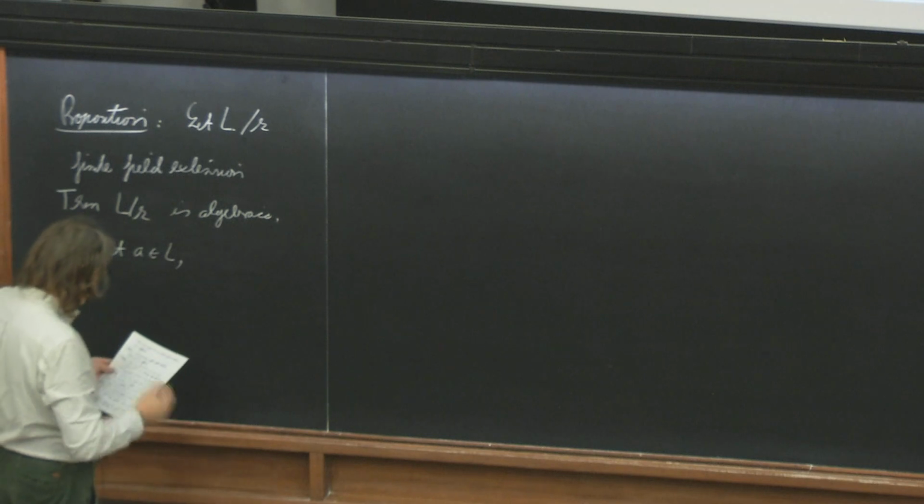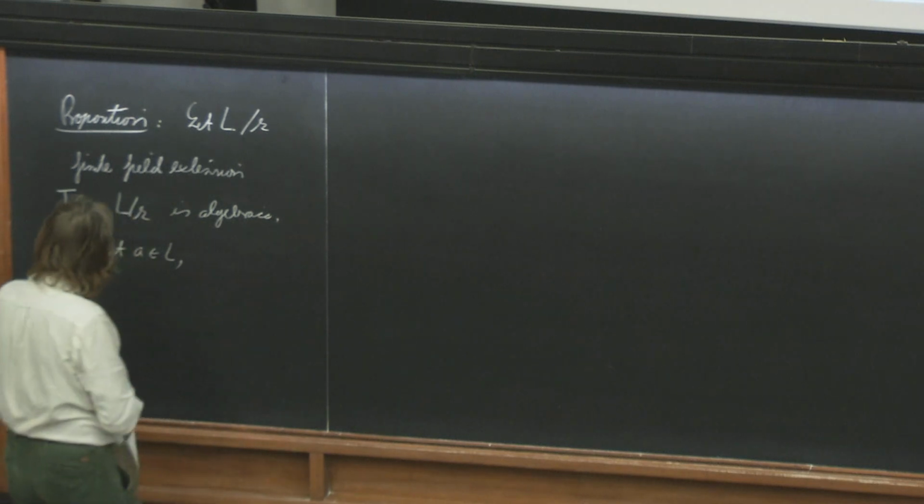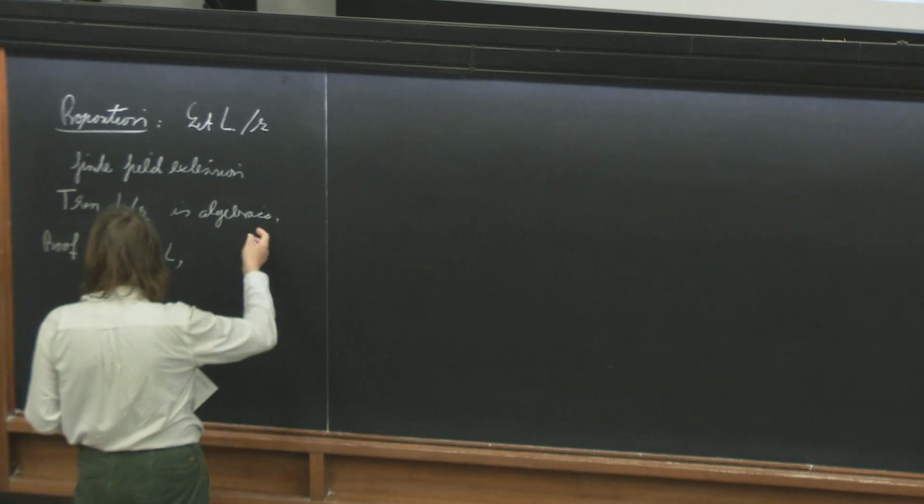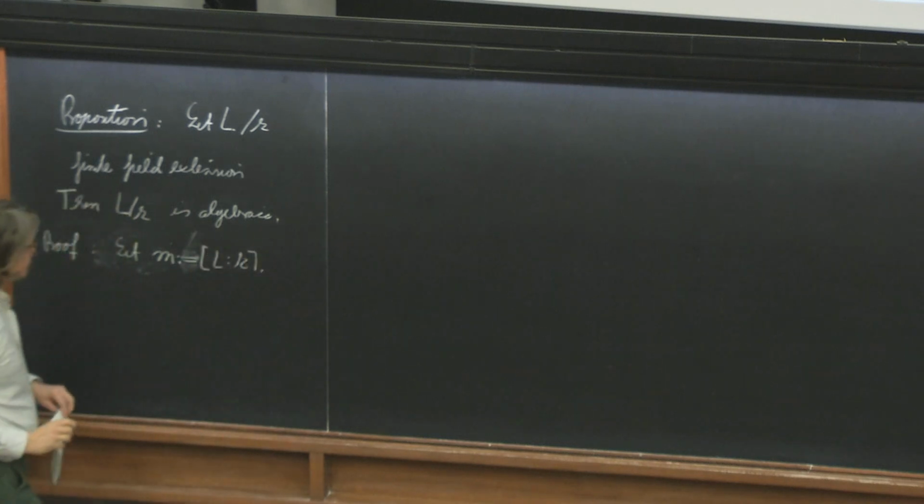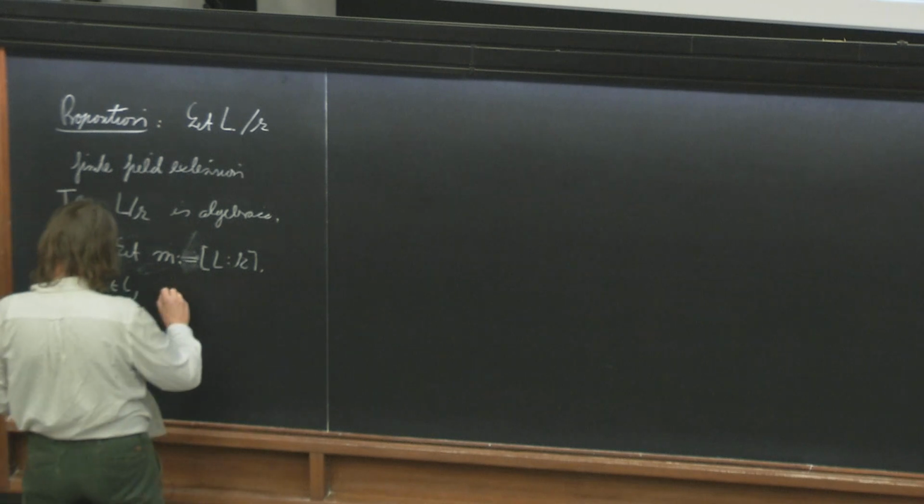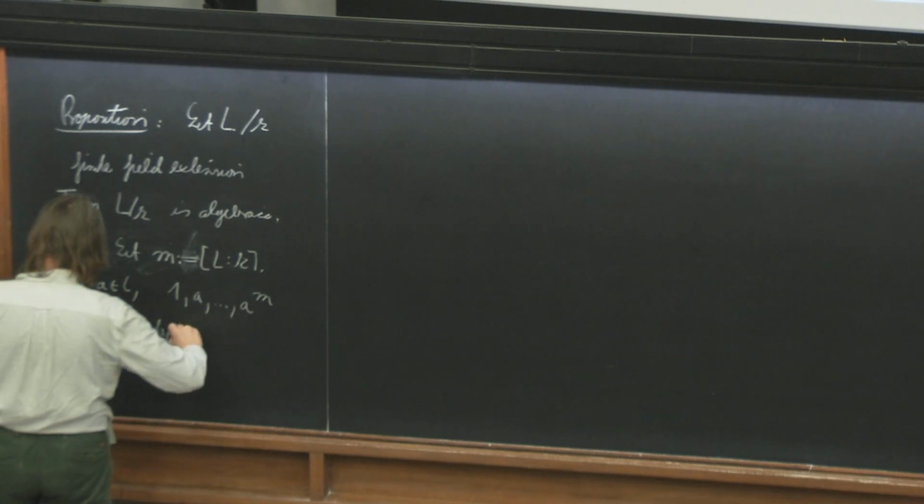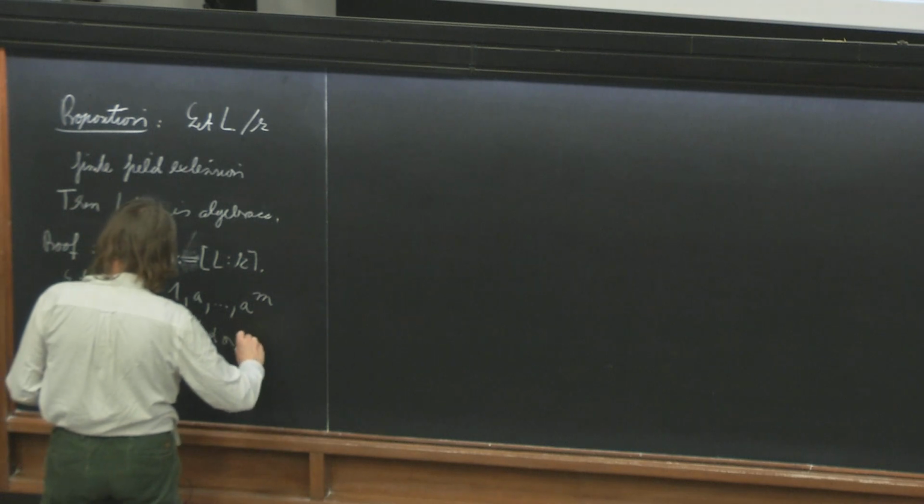take any element in L. Say first that the degree of L over K is M, then we know that M plus 1 elements in L will be linearly dependent over K. So for any element A in L, we just take 1, A, and so on until A to the M, which are linearly dependent because the degree of the field extension is the dimension as a vector space.